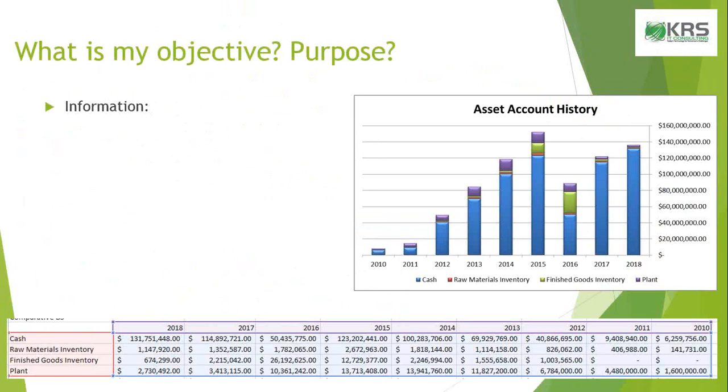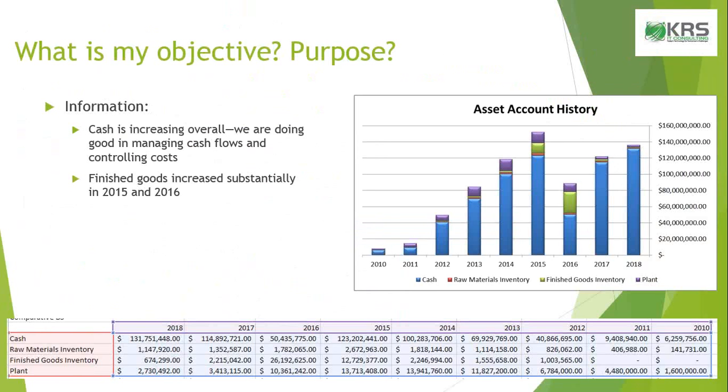For example, we can see that cash is increasing overall, shown by the blue bar lines. And it shows that this company is good in managing cash flows and controlling their costs. In years 2015 and 2016, finished goods increased substantially. Now what does this mean?